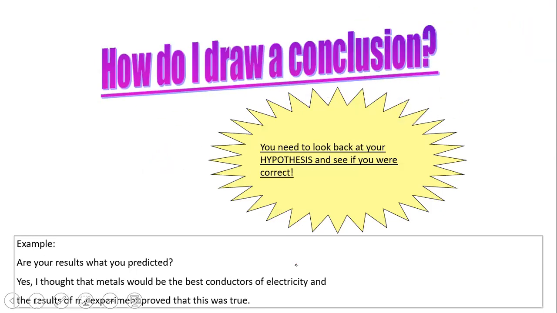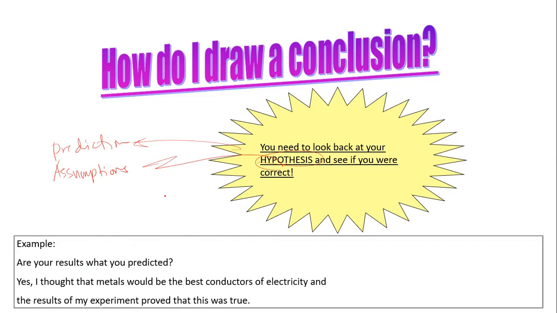Okay, you need to look back at your hypothesis and see if you were correct. That is the purpose of writing the hypothesis, to check your assumptions. It could be assumptions, it could be prediction. So your hypothesis or your assumption or your predictions, you need to check if they are correct. So for example, are your results correct of what you predicted?